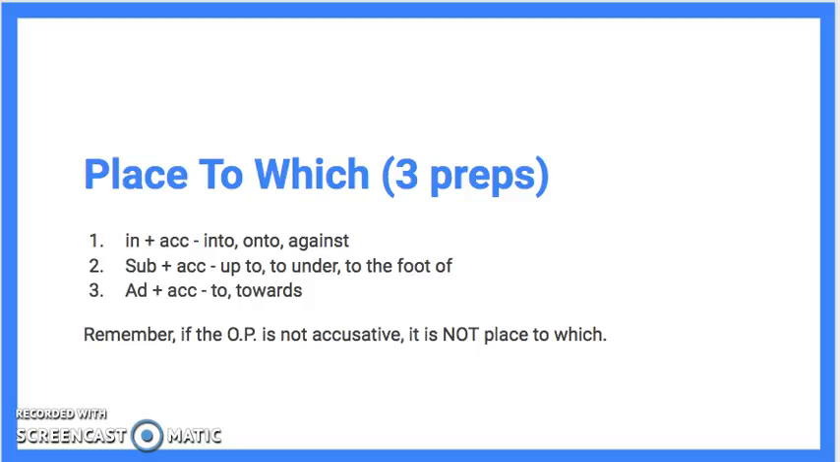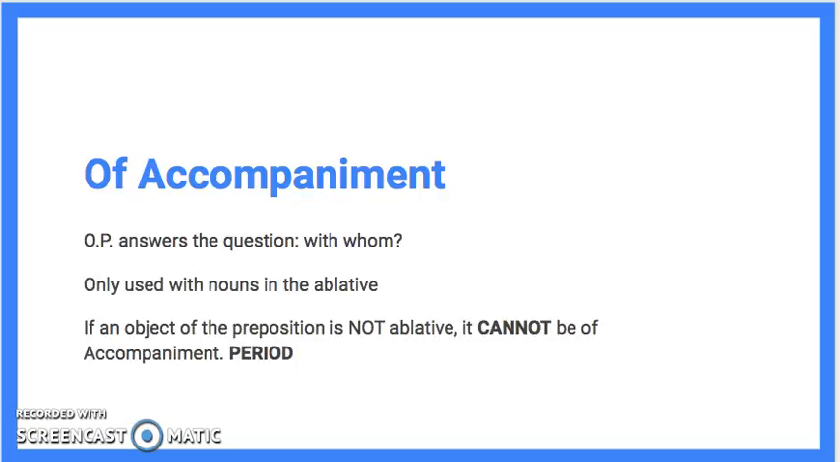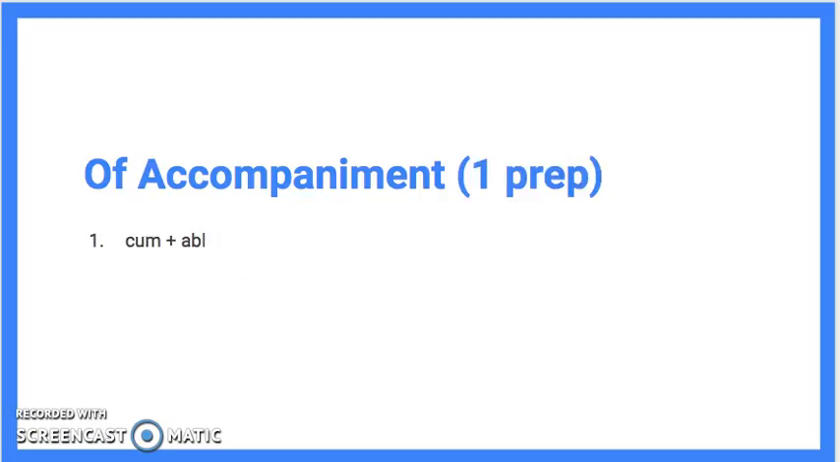And then the last case use on this video, of accompaniment. Accompaniment, the object of the preposition will answer the question with whom. It is only used with nouns in the ablative. If an object of the preposition is not ablative, it cannot be of accompaniment, period. You only know one preposition which is classified as of accompaniment, and that is cum plus ablative, meaning with.